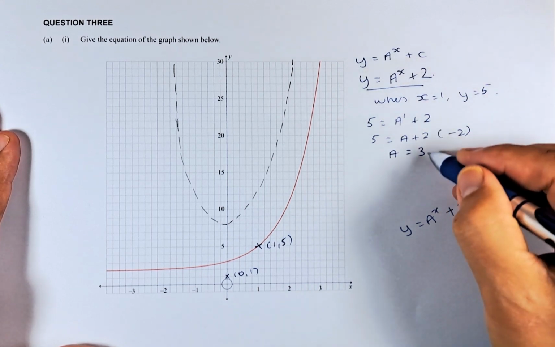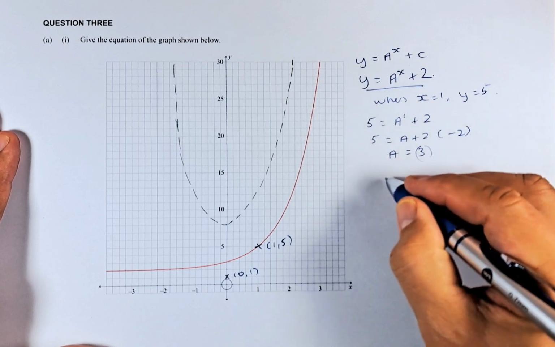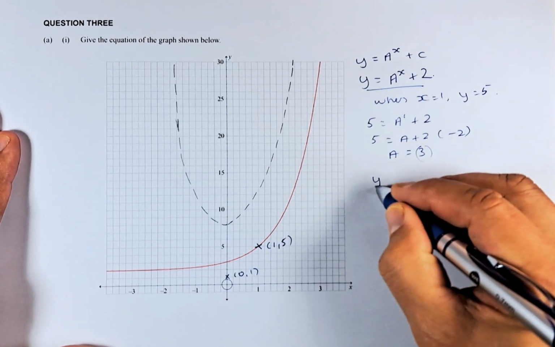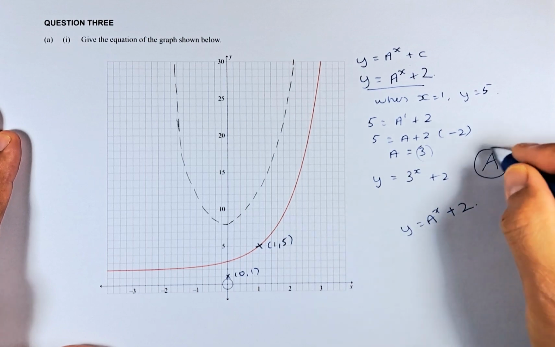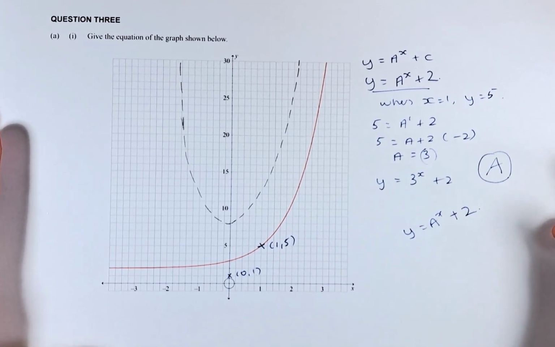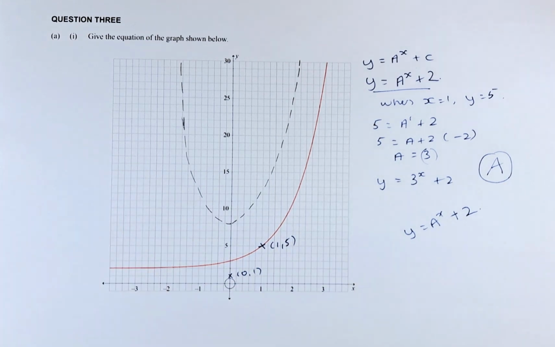So for the equation of the graph, we're going to substitute the 3 into that equation. So the equation of that graph is y equals 3^x plus 2. You get it right, that is an achieve. Okay, so part 2 sounds like this. We're going to go back to this graph later.